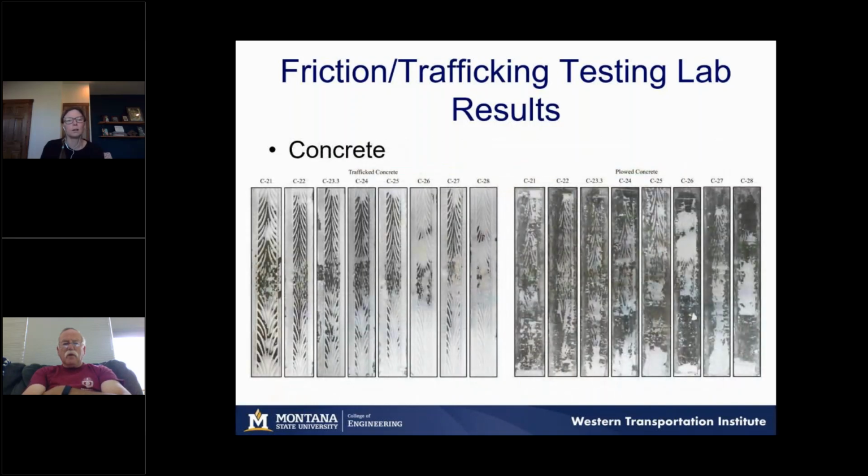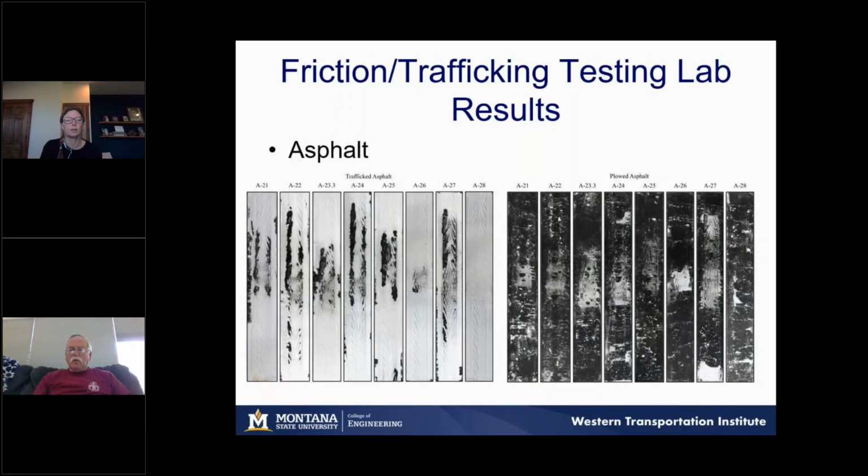What we can see here are the concrete samples. Again, these are labeled so you can go back to the final report and see that the C represents the salt concentration, so C22 would be 22% NaCl. This is what the trafficked concrete looked like on the left, and then once the snow was plowed off, what that looked like. And here is an example of what the asphalt pavement looked like. Again, trafficked, so snow placed, and the tire run over the sample and then plowed off again.